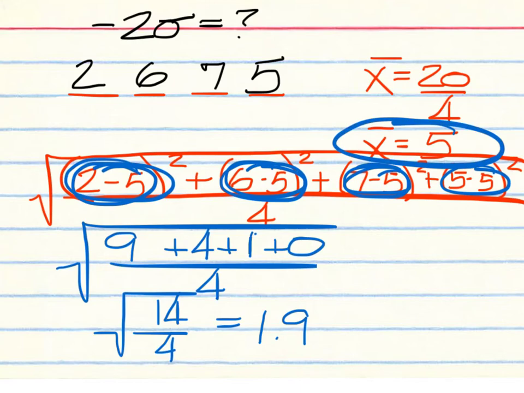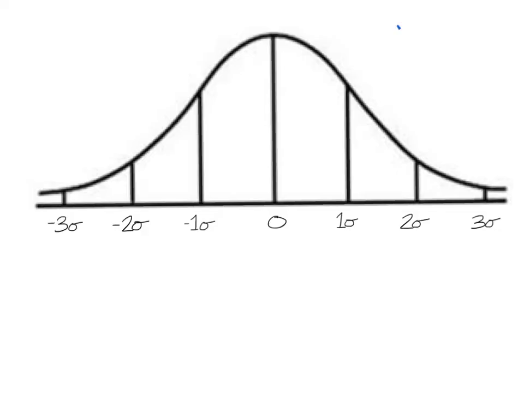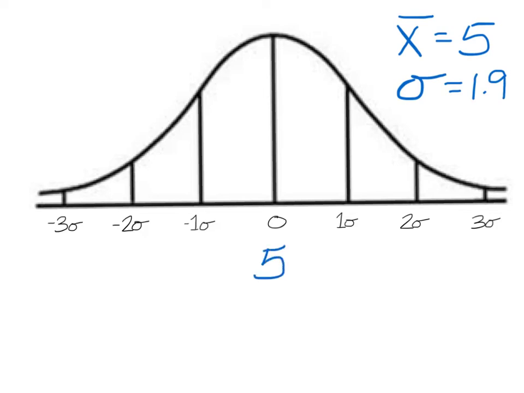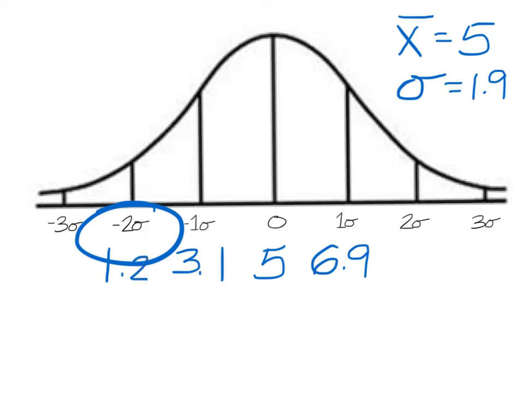We have a mean of 5 and a standard deviation of 1.9. So we'll have a 5 and then 6.9, and we were looking for what? The second negative. So we need this one back here, so I'll go the other direction and get 3.1, and then 1.2 should be the answer.